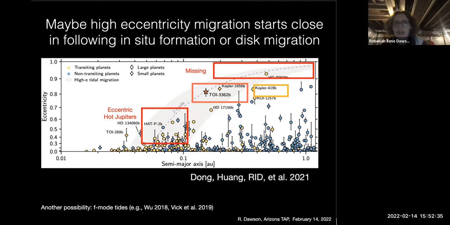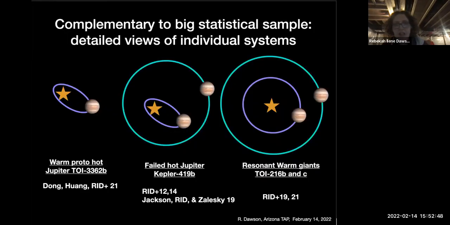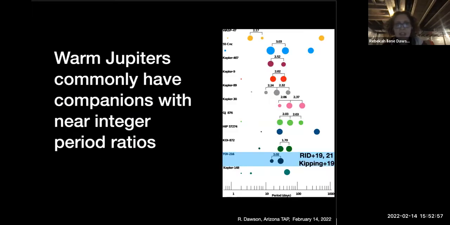So if that's the case, which is it, in situ formation or disk migration? How can we better understand the process and systems where we get a planet close to the star through one of those channels? So the TOI 216 system has been really helpful for that. This is another TESS discovery. And it's part of a collection of warm Jupiters. So I made this cartoon of all the warm Jupiters at the time.